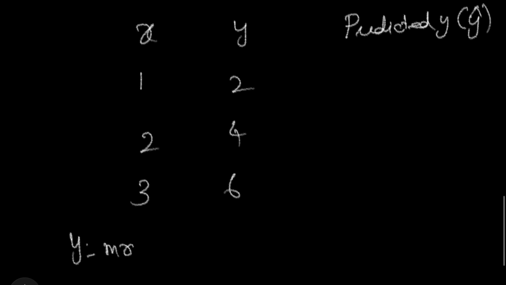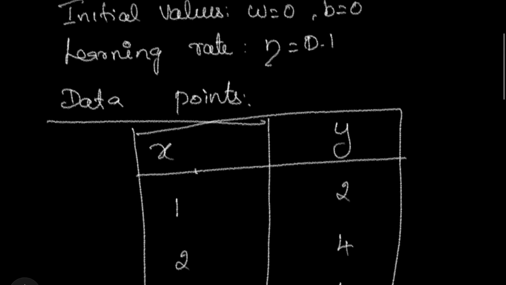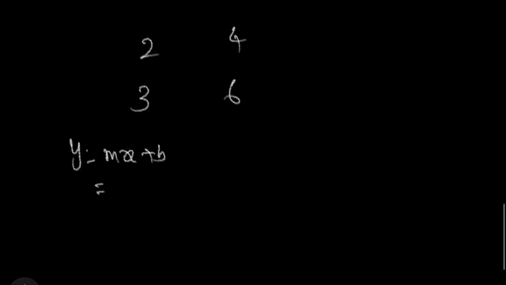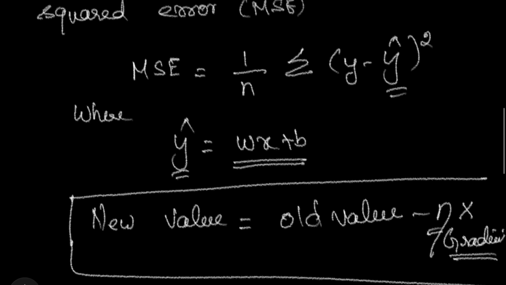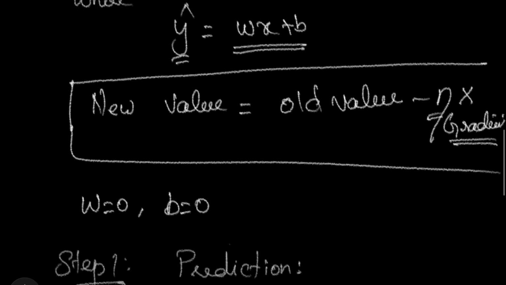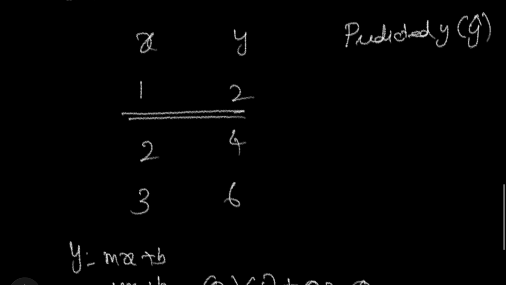Now y equals mx plus b. So what is the value of w? I replaced m by w. So the weight is initially 0. And what is the x value? We are calculating for this 1, plus the bias value. The bias is also an initial value we have fixed as 0. So the predicted value is 0 here.